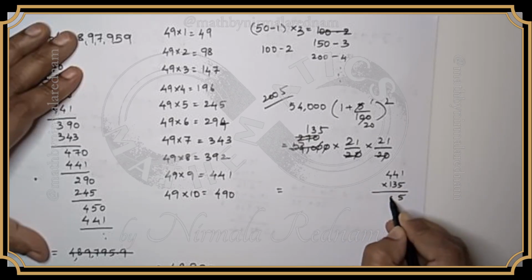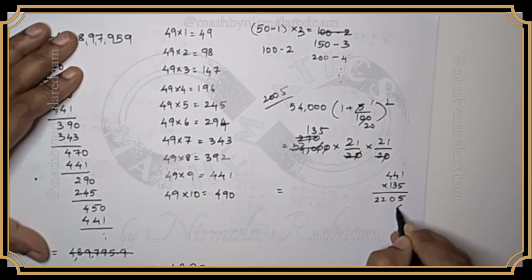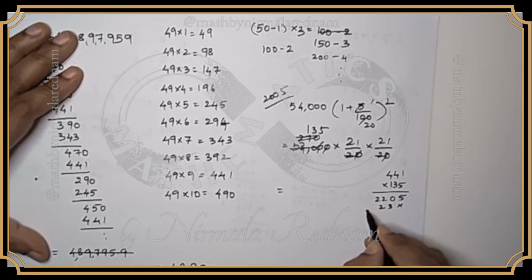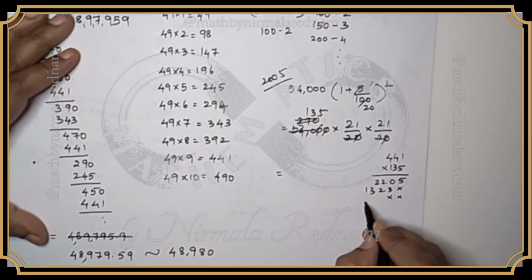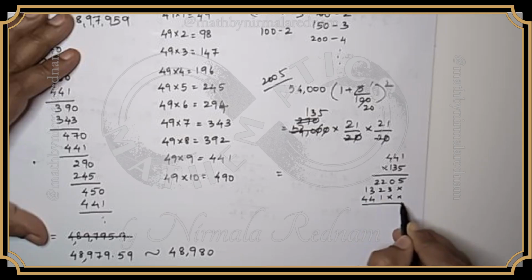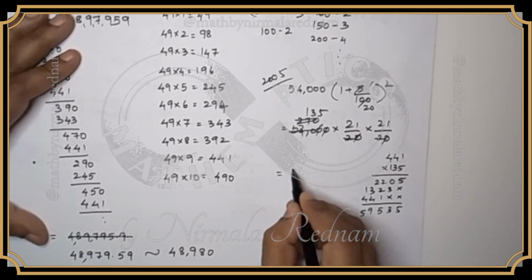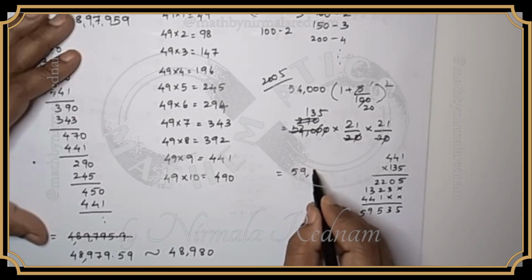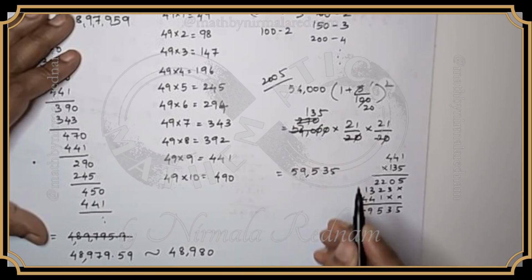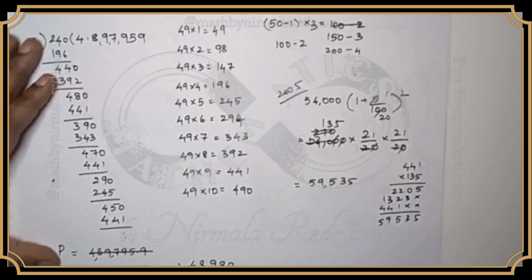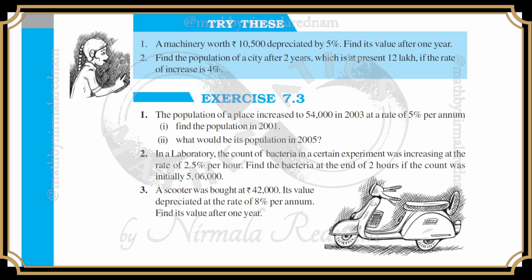So I have 13 and I have 441. If I add them up, I'm going to get 59,535. So this is going to be the population in 2005. That is your first question.